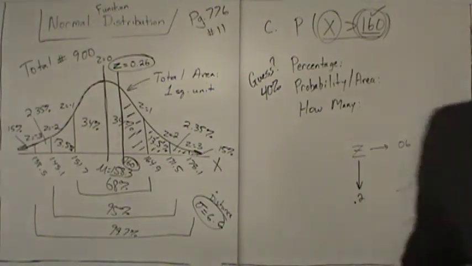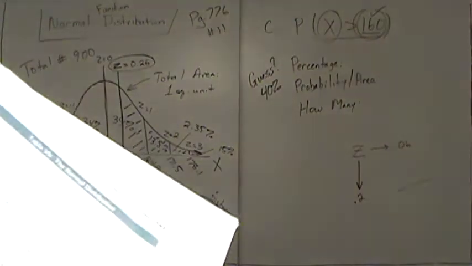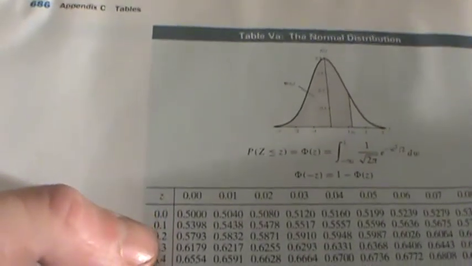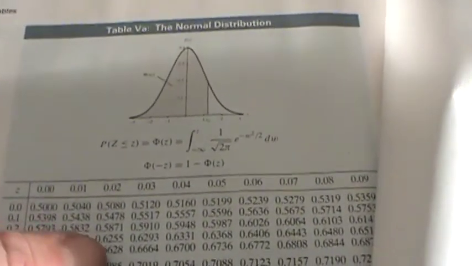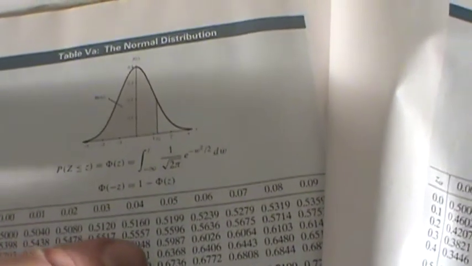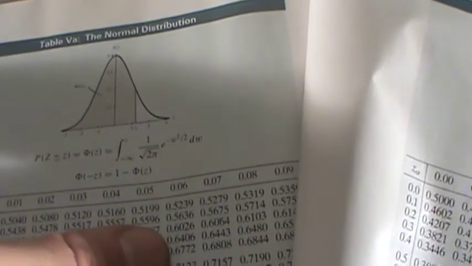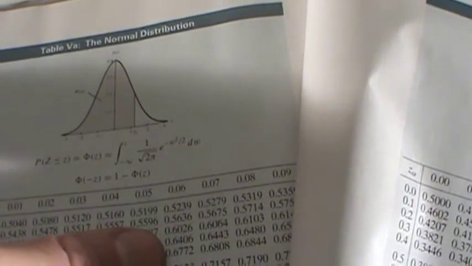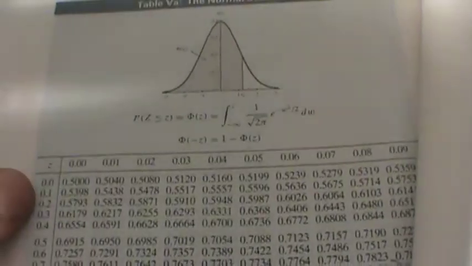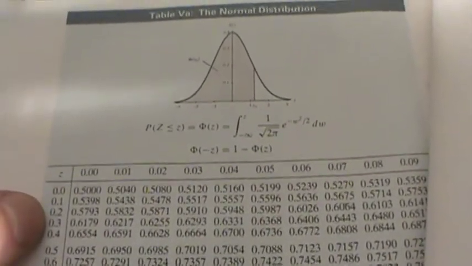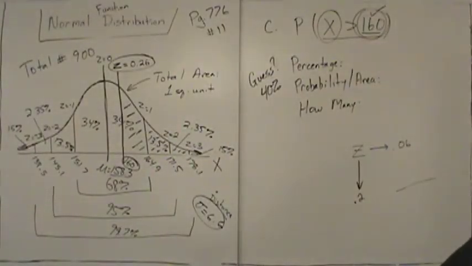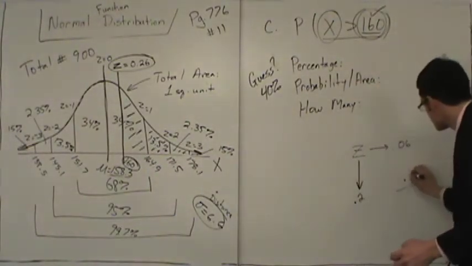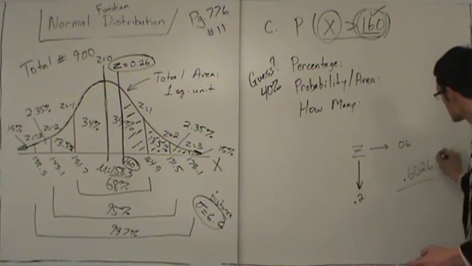I'll show you guys one more time. Okay, so go down to 0.2, which is right near the top. And then right to the 0.06 column. Okay? We are at 0.6026. So again, down to 0.2, and then right to the 0.06 column is 0.6026. Okay, so what does this represent?